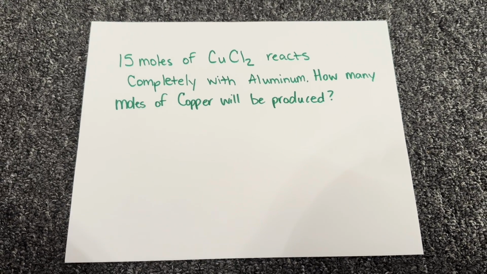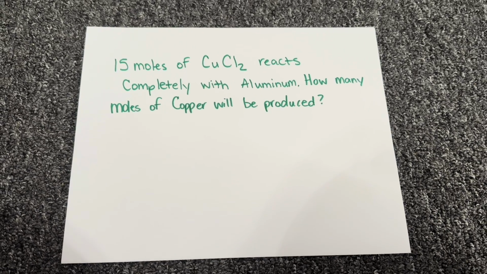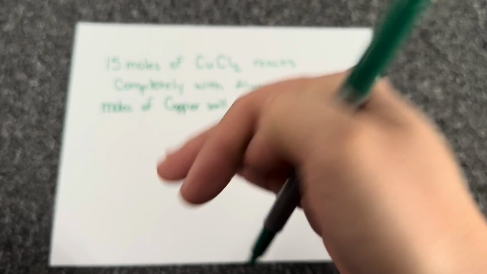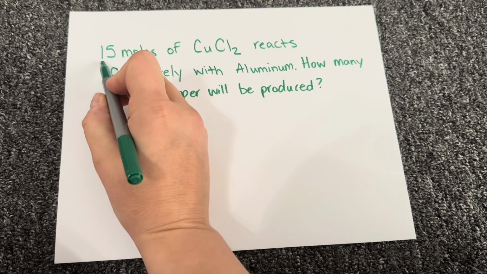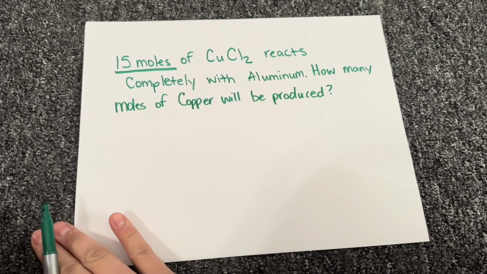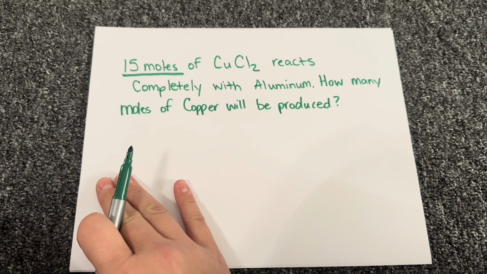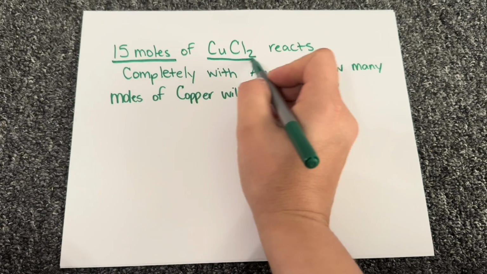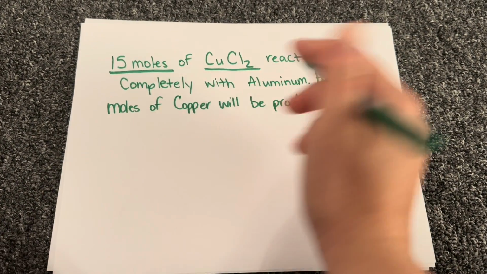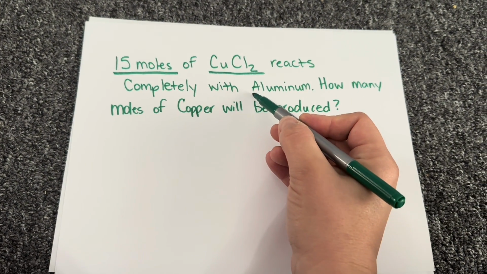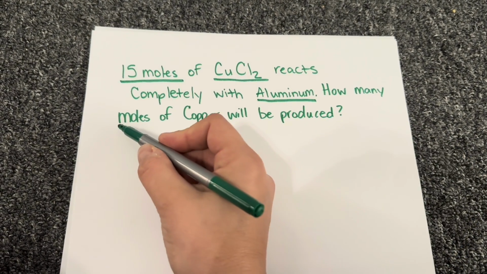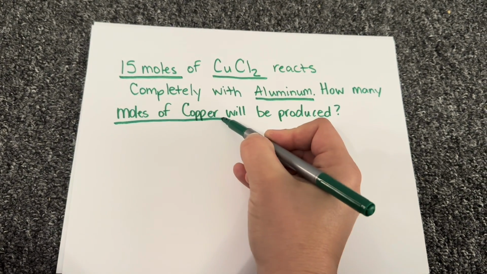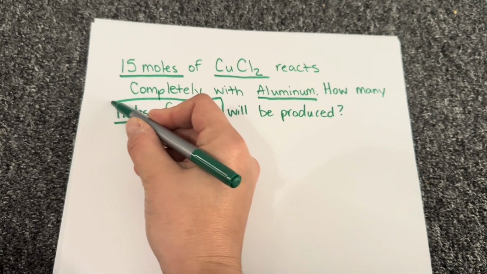We want to be able to hone in on what is important so that we can understand what our roadmap for this problem is going to be. Anytime I see a number with a unit, that's going to be important. So we've got 15 moles of copper chloride. We're told that it reacts completely with aluminum, and we want to know how many moles of copper are going to be produced.